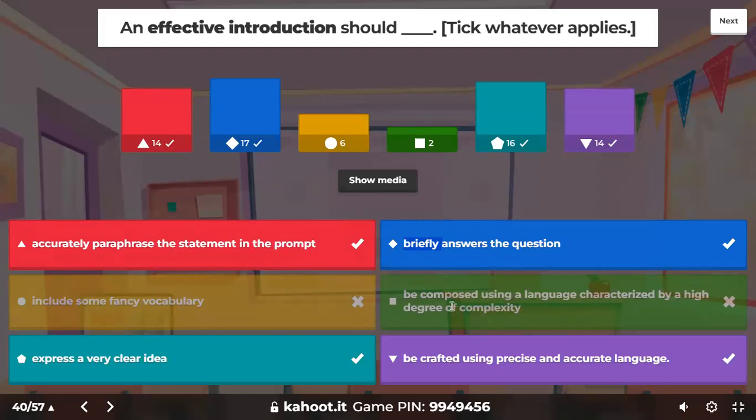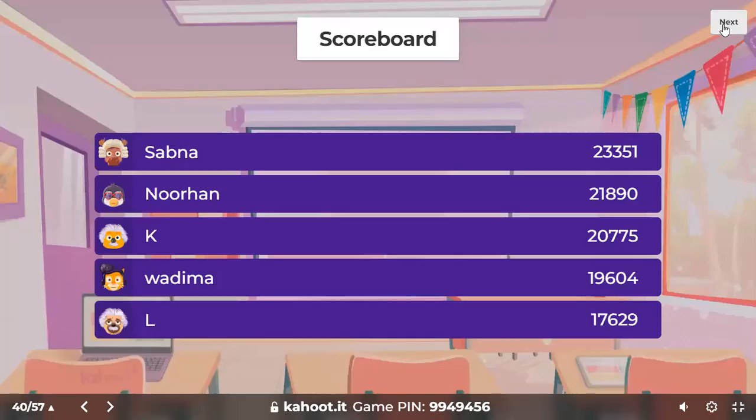Don't do this. Be composed using language highly characterized by high degree. No, don't do this. ما يلزم language تكون very complex. You should target the clarity of ideas. Express a very clear idea. That's very important. I need to understand what you want because it's a message. Try to be clear. Be crafted using precise. Yes, so your words should be precise. I mean the vocabulary and accurate. Okay? بس هذا مو من الأشياء.